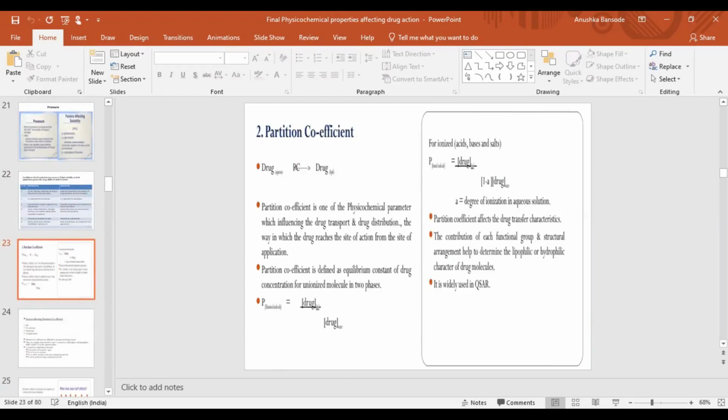So what does the partition coefficient tell us? We will see that here, and how it is going to affect the distribution of molecules into the membranes. Okay, so we will quickly shift towards the partition coefficient.